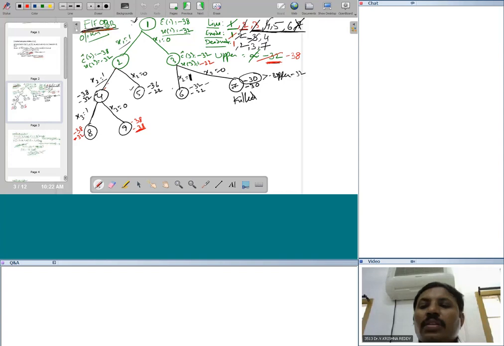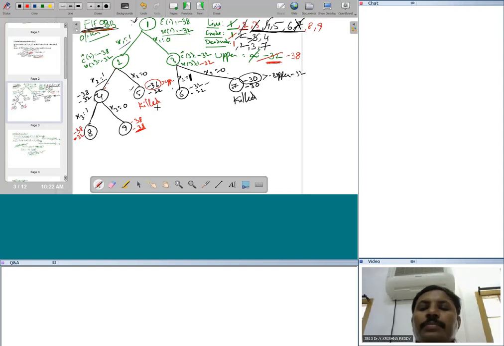Four live nodes are there: 5, 6, 8, 9. Is any c of x greater than upper? Node 8: c cap of x is minus 38. Is minus 38 greater than minus 38? No. Node 9: minus 38 greater than minus 38? No. Node 5: minus 36 is greater than minus 38? Minus 36 is greater than upper or not? Yes, the current upper value is smaller, so it is automatically killed.